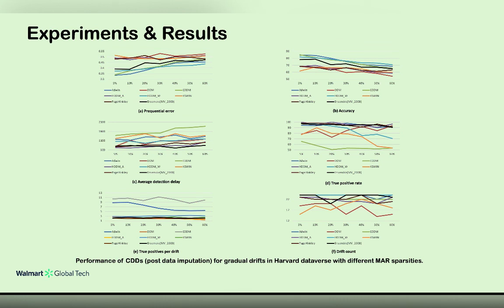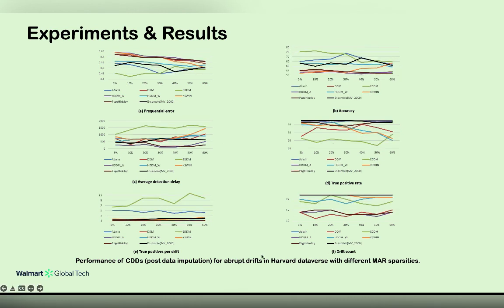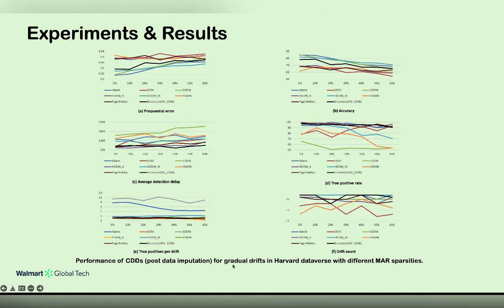Same trend you can see, so this one is for Harvard Dataverse with abrupt drift. Same trend you can see when concept drift is gradual. So what I am trying to present is that none of these algorithms appears as a clear cut winner. So let's go with majority voting, that means ensembling of these techniques.